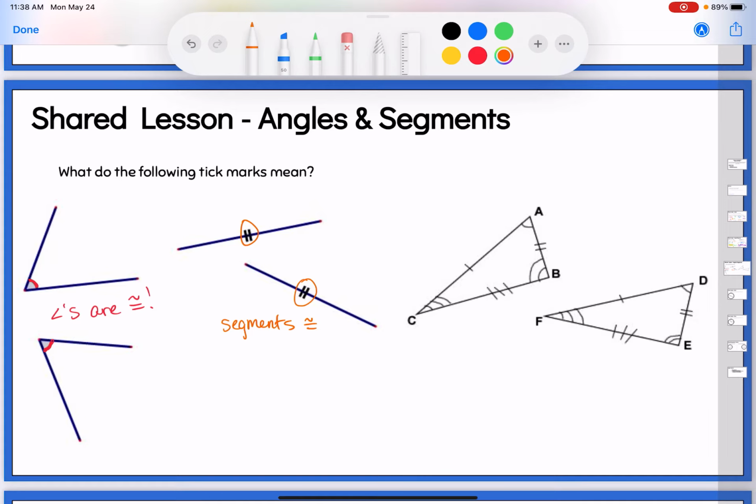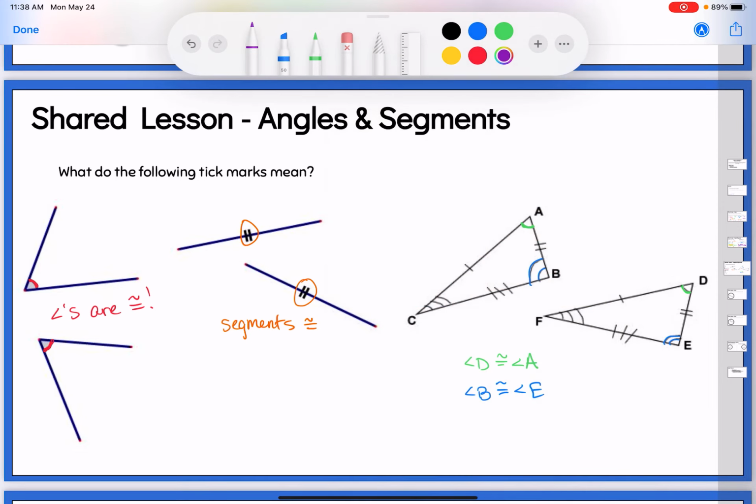Now over here in the triangles, they marked a whole ton of stuff. So I see angle A up here has one arc and angle D also has one arc. So it's showing that angle D is congruent to angle A, or angle A congruent to angle D, either way. I see angle B has two arcs. Angle E has two arcs, so that's angle B is congruent to angle E.